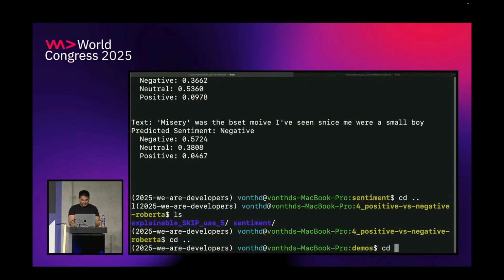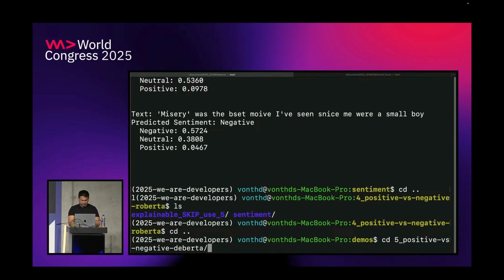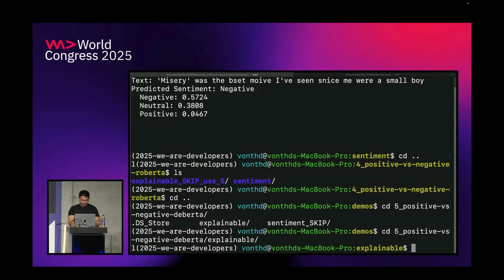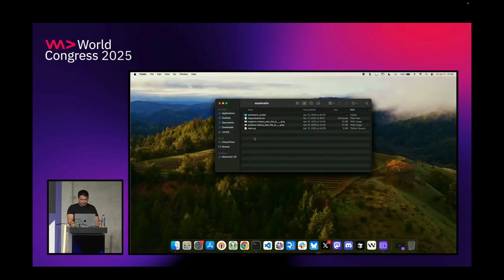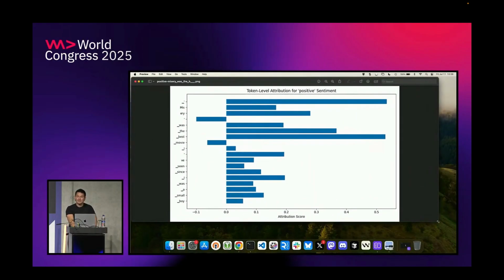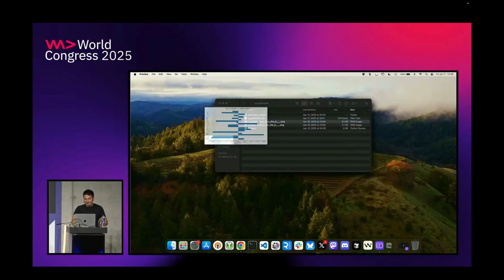Now what that looks like, right, this is the positive sentence. This is the first sentence with the positive sentiment. This is what it looks like normally, right? Makes sense? Mostly positive sentiment. So again, Captum's generating these images.